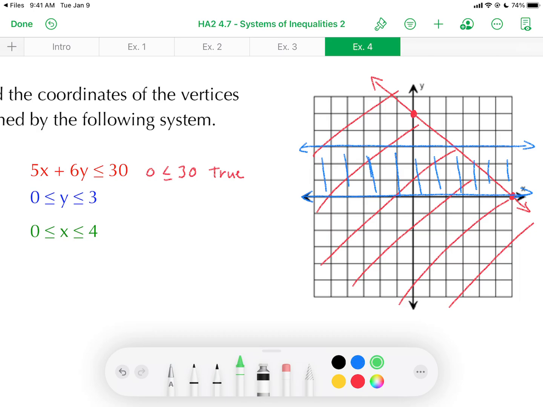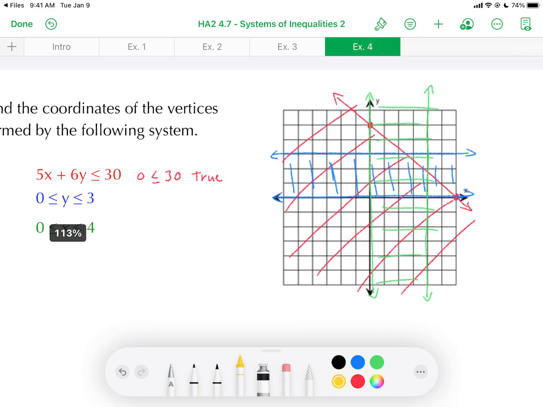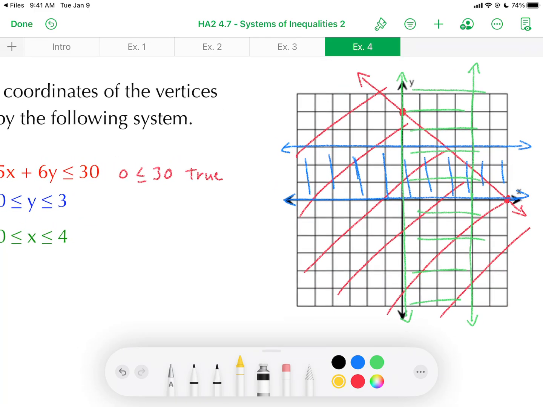And then lastly, we have x between 0 and 4. So we're going to get two vertical boundary lines, one on the y-axis and one right here. And we'd shade in between. Okay, so the solution to the system would be where red, blue, and green all overlap, right? Which, wouldn't that be this section?